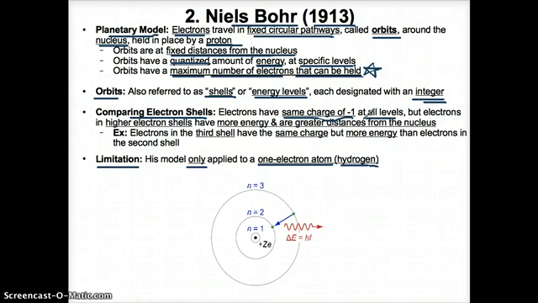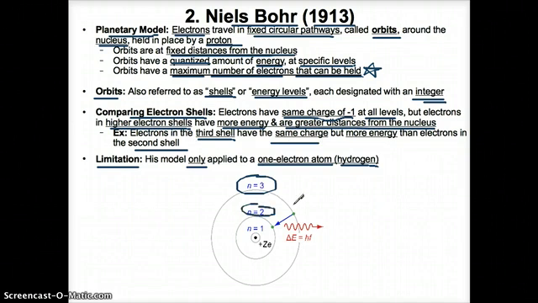But the difference is that electrons in higher electron shells will have more energy and will be greater distances from the nucleus. Because the further away they are from the nucleus, obviously the greater distances they are, and the more energy they have, the higher the n value goes. So for example, electrons in the third shell, or n equals 3, will have the same charge as electrons in the second shell, n equals 2, because they're all still electrons, each with the charge of -1. The difference is, however, because electrons in the third shell have a higher integer, they will have more energy than electrons in the second shell, leading to more energy and greater distance from the nucleus.